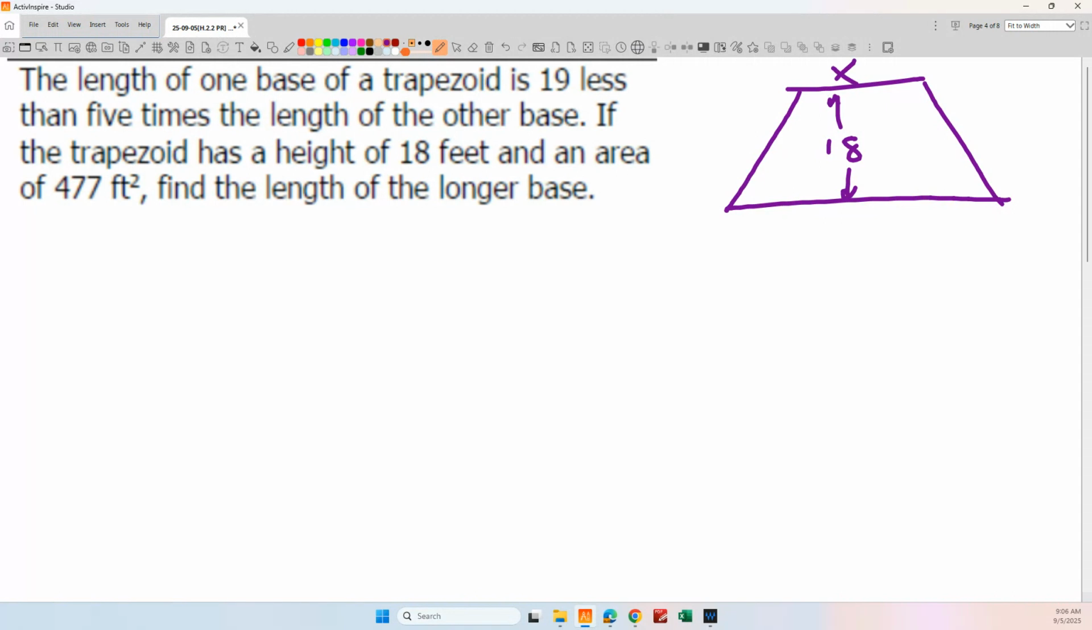I'm just going to call that one x arbitrarily. Okay? So if that one's x, what's the other one? 5x minus 19. Good, and we get that here, don't we? The length of one base is 19 less than 5 times the other base. So that's giving us 5x minus 19.